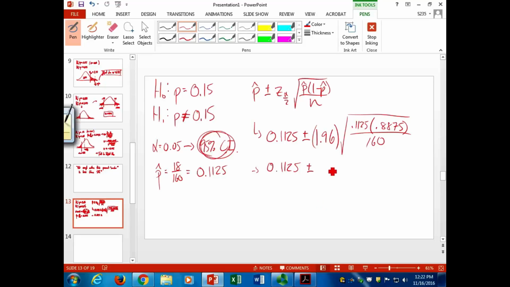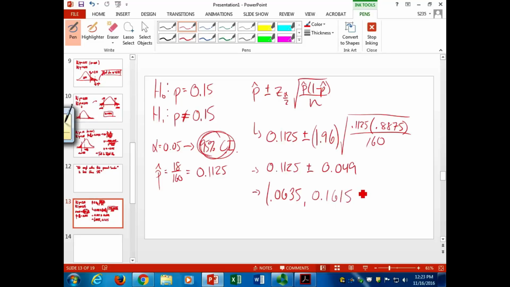Anybody else able to get that? 0.049. Okay. So then we would subtract it and add it. So if you take 0.1125 and you subtract 0.049, what is that? 0.0635 or so. And then add it up, and what do you get? 0.1615.